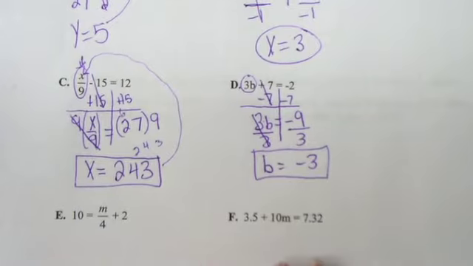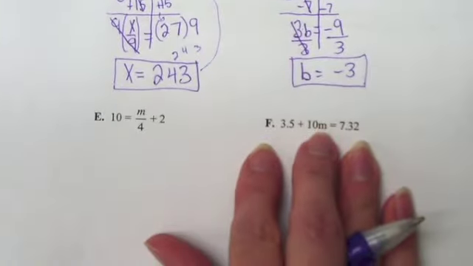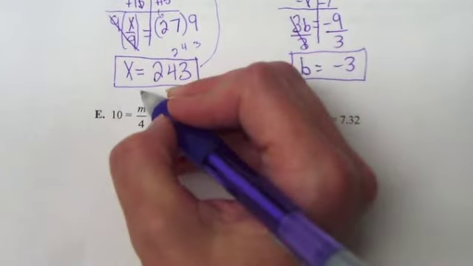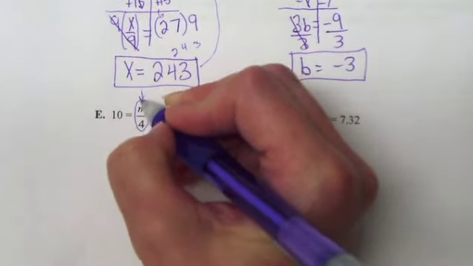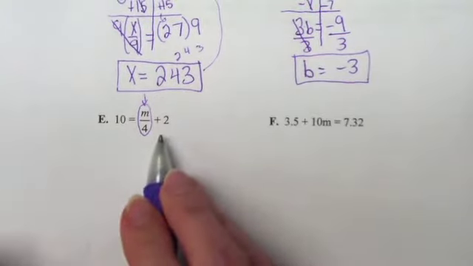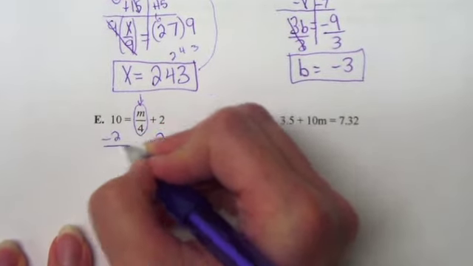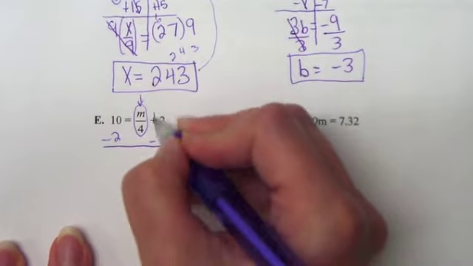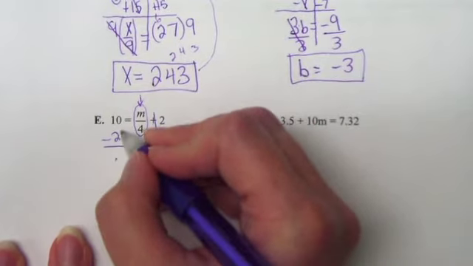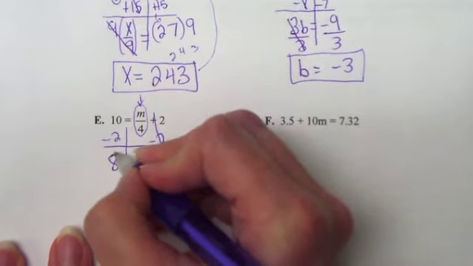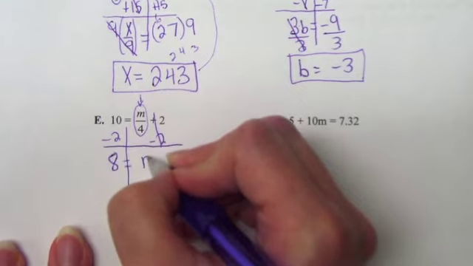All right, let's look at letter E. On letter E, let's isolate the term that has the variable. We want to get that by itself, so what's in its way? A negative 2 is in its way, so we're going to subtract 2 from both sides. These cancel, we get 8 equals m over 4.